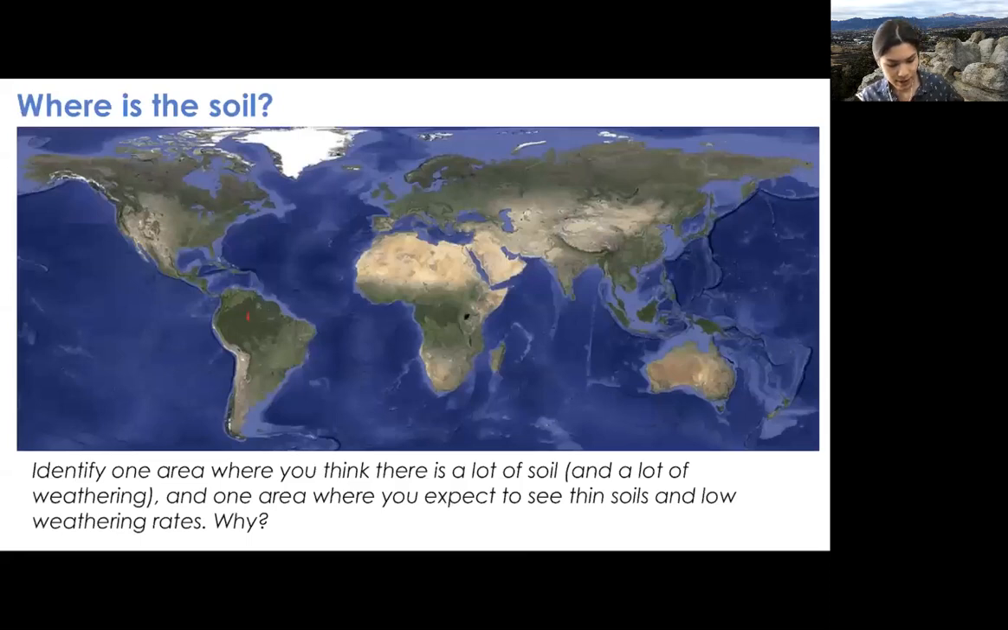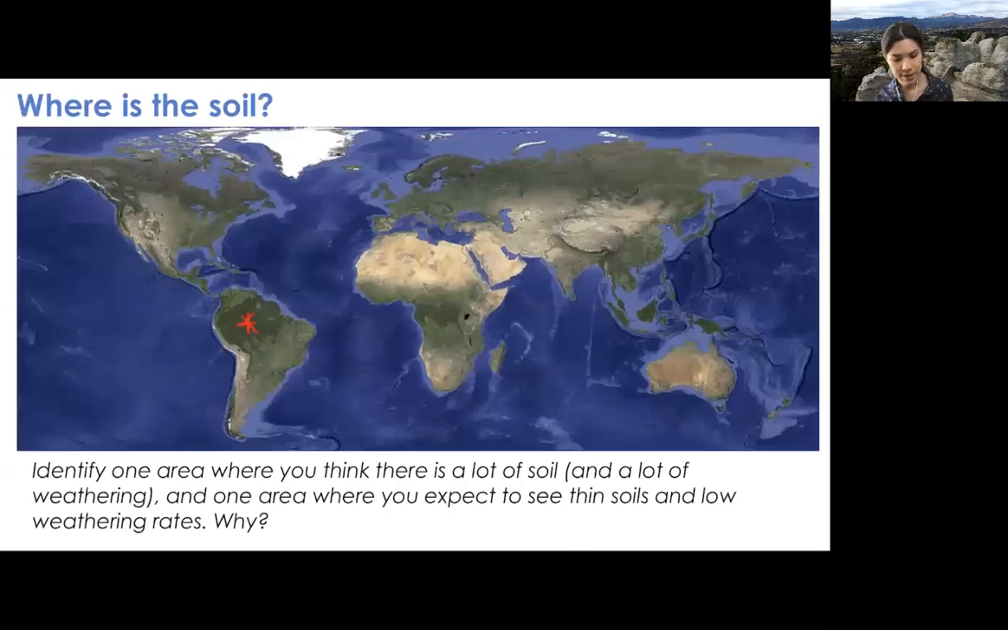All right, so one location that's going to have thick soils would be the Amazon basin. This is an area that's going to receive a lot of water and has a lot of precipitation, and it's fairly warm. So there are rapid chemical weathering rates that have created really thick soils and soils that contain a lot of ions and a lot of nutrients.